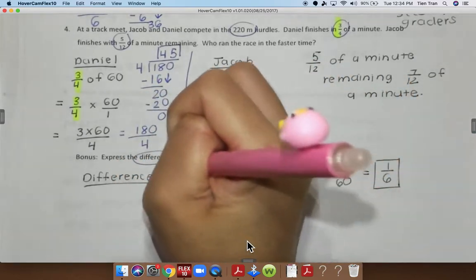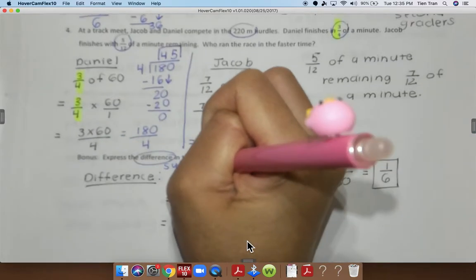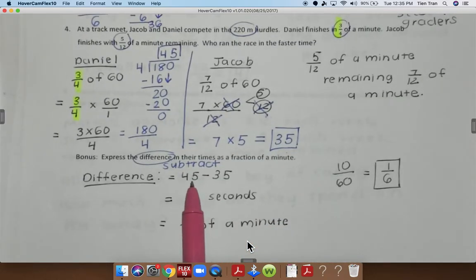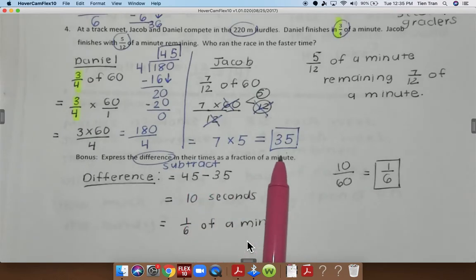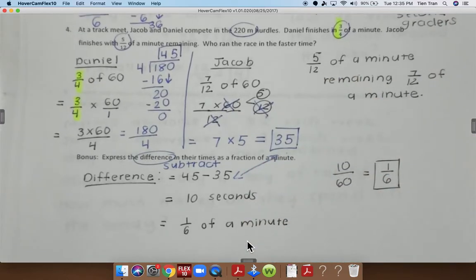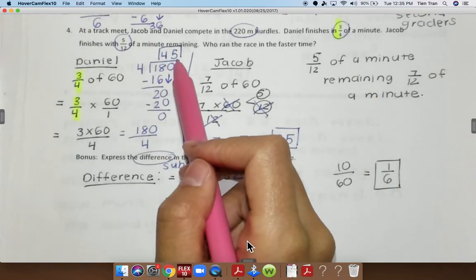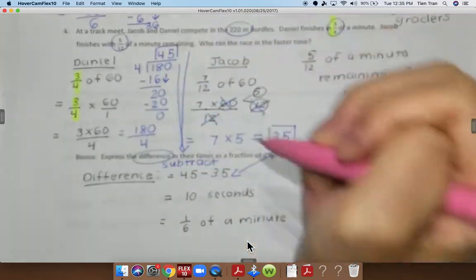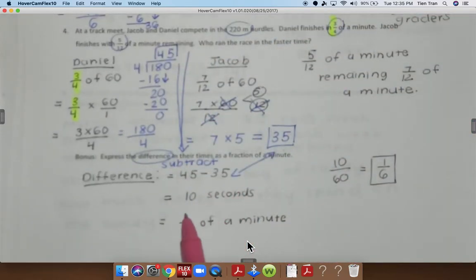The last problem, it asked me to express the difference. Remember that the difference means to subtract. So the word difference, they're asking you to subtract, and express the times as a fraction of a minute. In order to do that, I am going to subtract 45 minus 35. 35 comes from the problem over here, and 45 comes from the number that I got from Daniel. So you can draw an arrow down if you want. 45 minus 35 is equal to 10 seconds. So it is 1/6 of a minute, or you can just write 10 seconds.